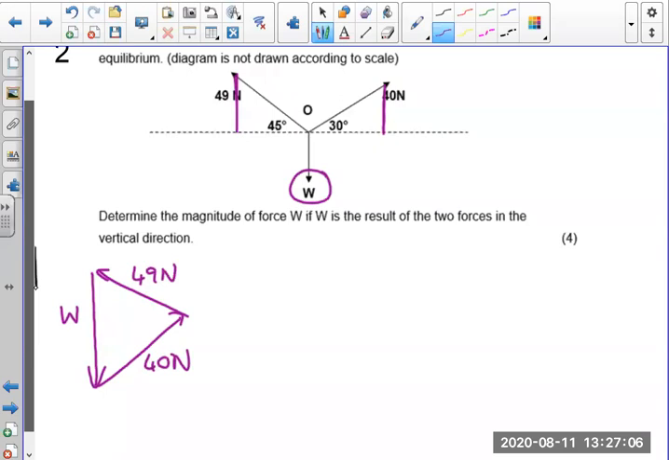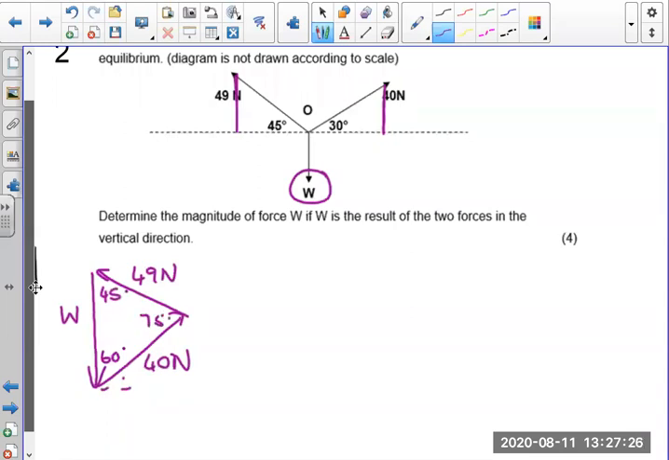All right. Now, when we look at this angle here, it is 45, so it means this angle is 45 degrees. And then this angle here is 30, so it means that this angle is 60 degrees. And then the last angle when we work it out will be 75 degrees.